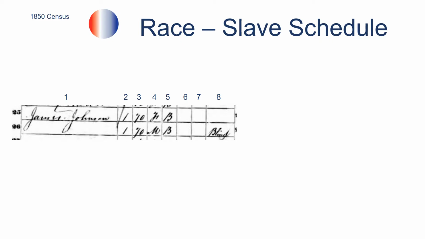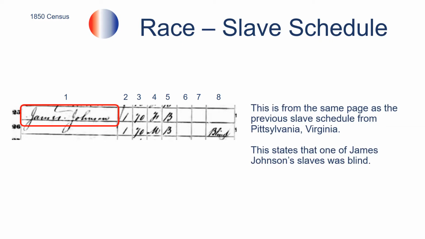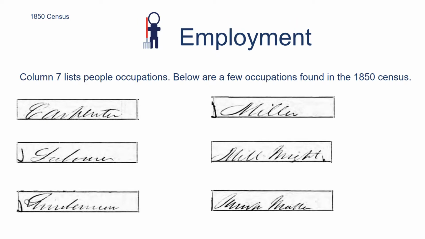Race, slave schedule. This is from the same page as the previous slave schedule from Pennsylvania, Virginia. This states that one of James Johnson's slaves was blind. Employment. Column 7 lists people's occupation. Below are a few occupations found in the 1850 census. Carpenter, laborer, lumberman, miller, millwright, pump maker.